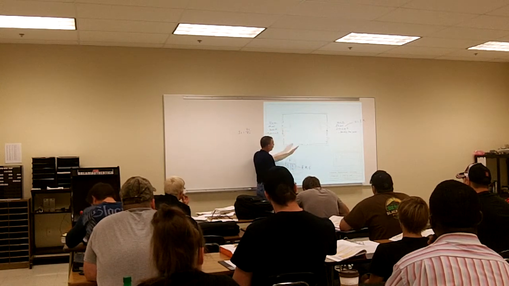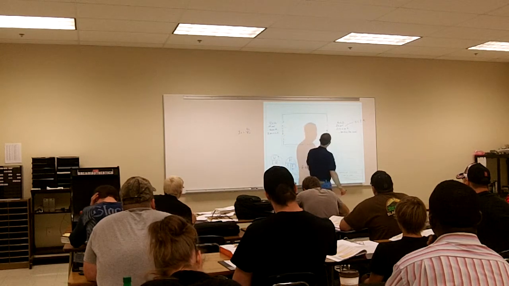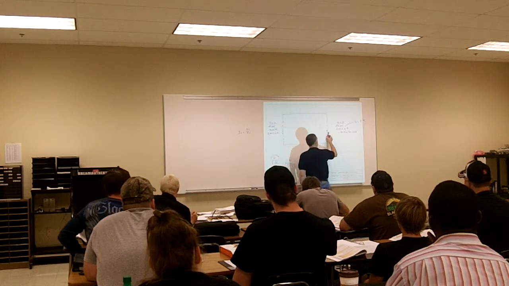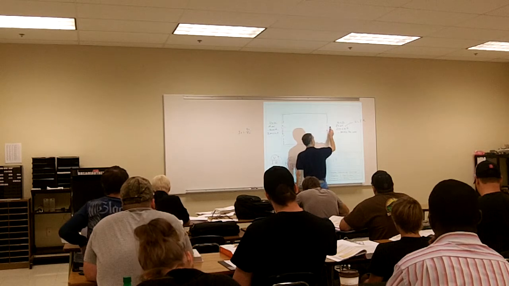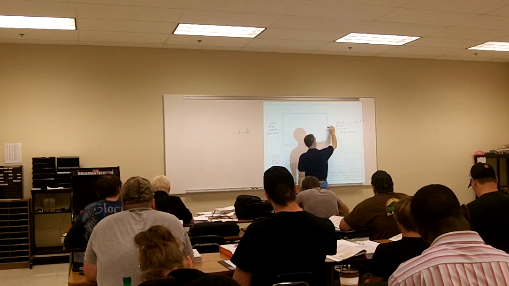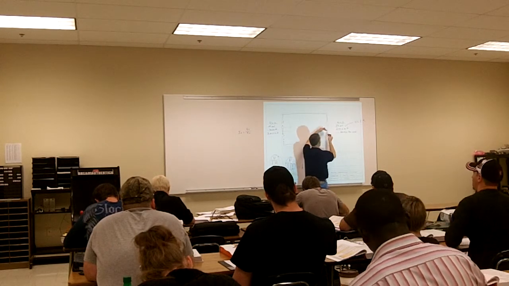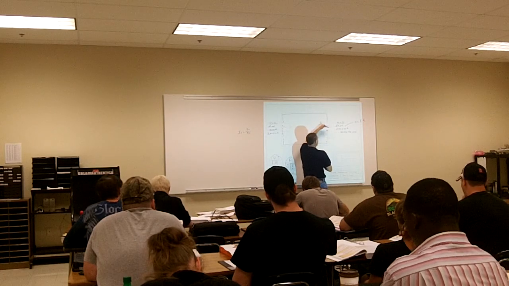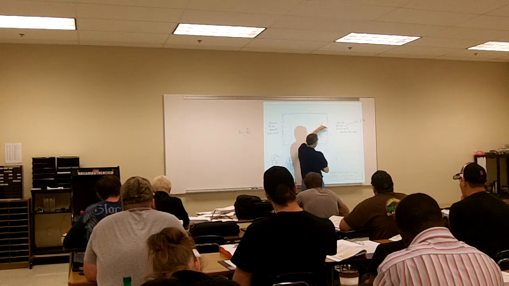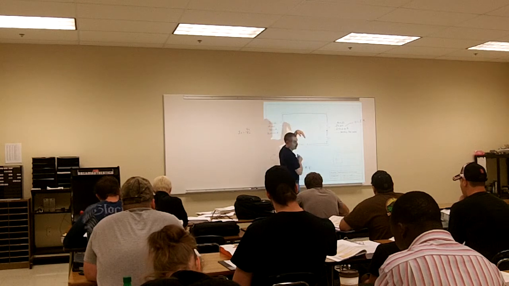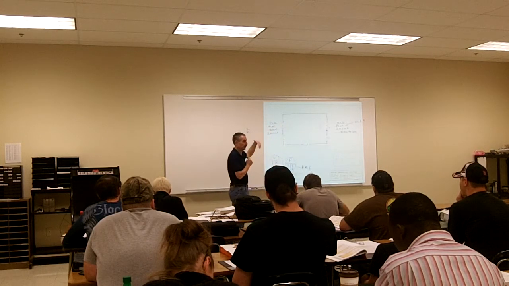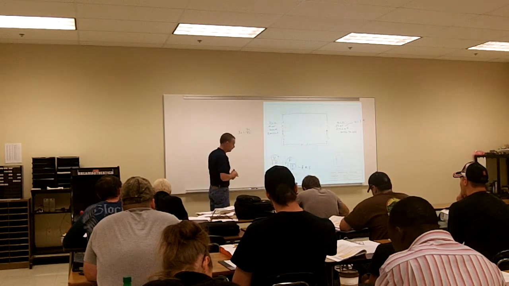One's our source, one's our voltage drop. Our voltage drop is created by our resistance. It gives us our potential difference between the two points. What's the definition of resistance? Opposition to current. That creates our potential difference across those two points.